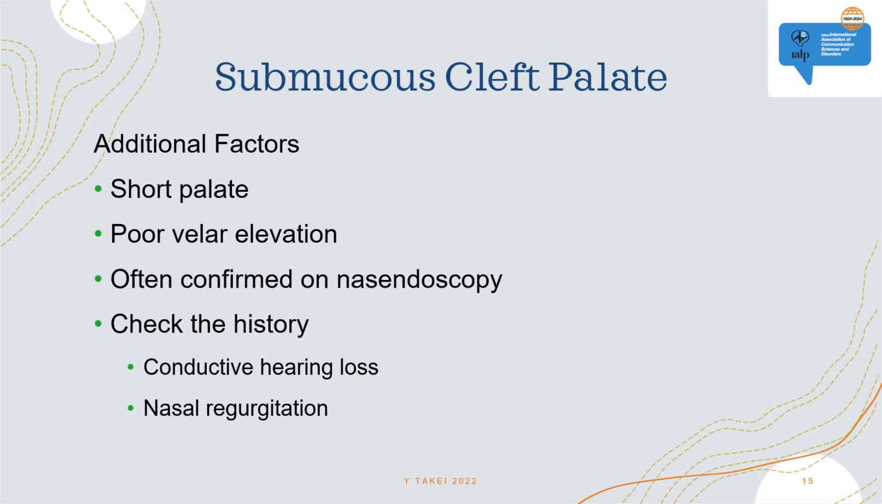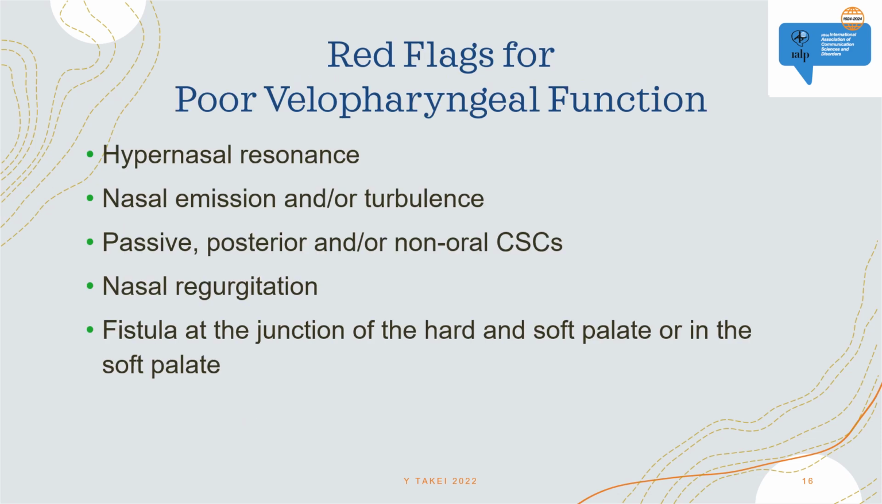It is always useful to check the history of the child, including whether there has been a history of conductive hearing loss or episodes of nasal regurgitation, particularly in the first year of life. When you're performing perceptual evaluation and oral examination, carefully look for these red flags for poor velopharyngeal function.